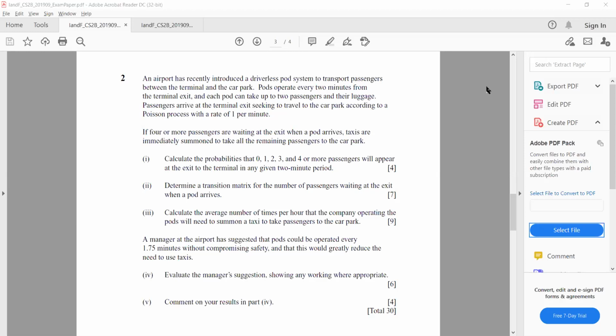Okay. Anybody else? Anything else apart from the usual 0, 1, 2, 3, and 4 plus? Okay, fine. The state space is going to be 0, 1, 2, 3, and 4 plus. Okay, let's go back to sharing my screen. Just a second.